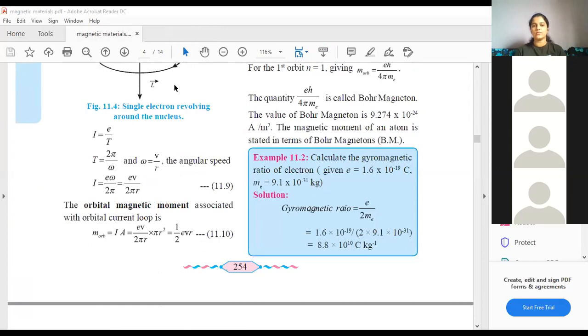Okay, wait. I'll open it again. Let us just quickly go through this. e upon 2 m_e, students. e is the charge on the electron, and m_e is the mass of the electron. If you all solve this, you will get some constant value. That is nothing but the gyromagnetic ratio and the Bohr magneton.